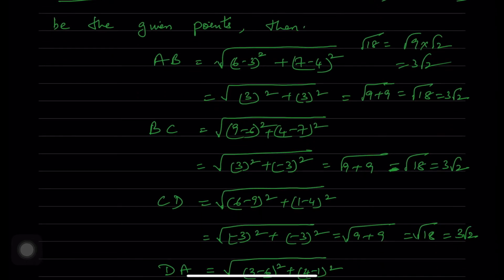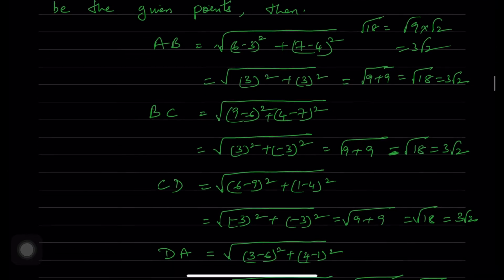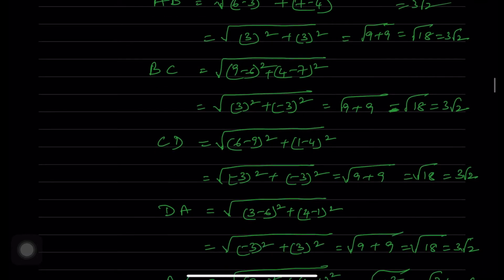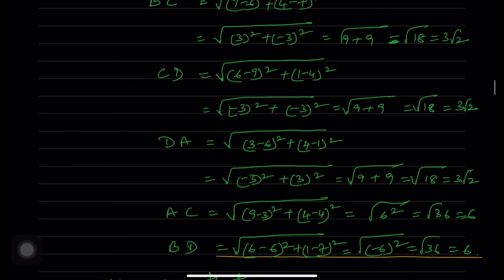Now BC is equal to root of (9 minus 6) whole square plus (4 minus 7) whole square. So you are getting again root 18 for this, so that is 3 root 2. CD also, when you substitute the values (6 minus 9) whole square plus (1 minus 4) whole square, you are getting it as (minus 3) whole square plus (minus 3) whole square, which is root of 9 plus 9. That is 3 root 2 you are getting here also. For DA also you are getting (3 minus 6) whole square plus (4 minus 1) whole square, (minus 3) whole square plus 3 whole square, which is root of 9 plus 9, which is equal to root 18. That is 3 root 2.